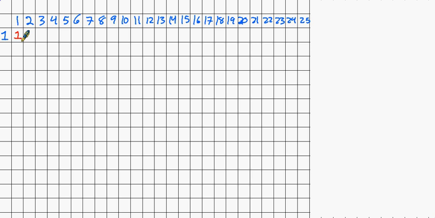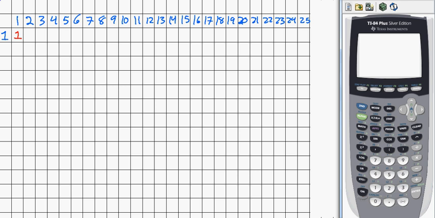Now we need a randint to figure out who Jack's going to tell. So I come over to my TI-84, I go to my math, and probability, and number 5 is randint. Now, I shouldn't actually enter 1 to 25 because Jack's not going to tell himself. There's 24 people that Jack can tell.